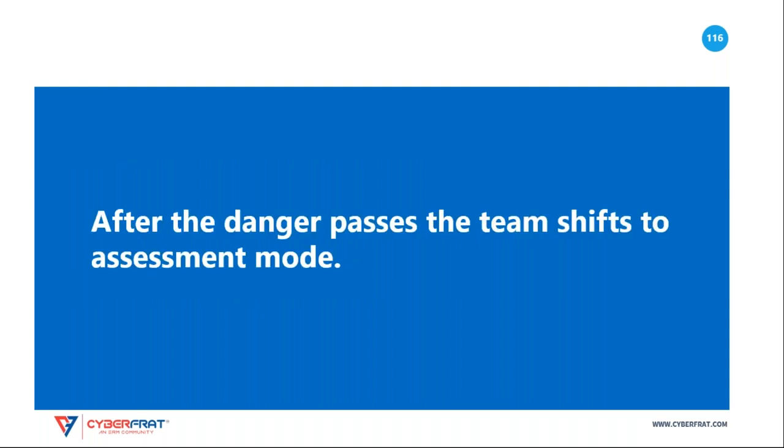After the immediate danger to the organization clears, the disaster recovery team shifts from immediate response mode into assessment mode. The goal of this phase is simple: to assess the damage to the organization and develop a plan to recover the organization on a permanent basis. In some circumstances, this may also include intermediate steps that restore operation temporarily on the way to permanent recovery.